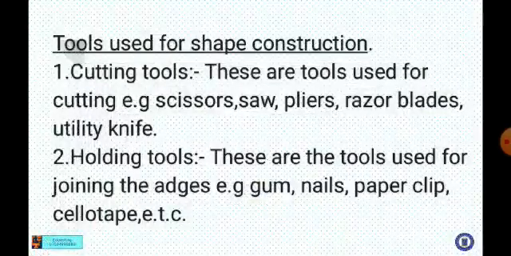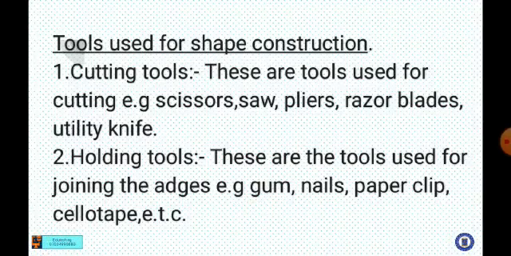Now, let's look at the tools used for shape construction. There are basically two types of tools used for shape construction. Number one, we have the cutting tools. These are the tools used for cutting the materials. Examples are the scissors, saw, pliers, razor blade, and utility knife.